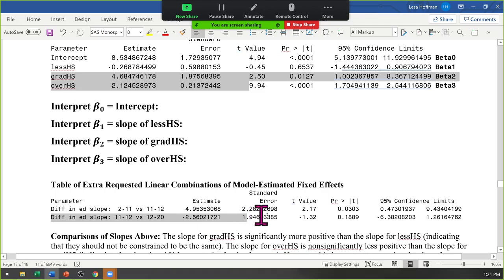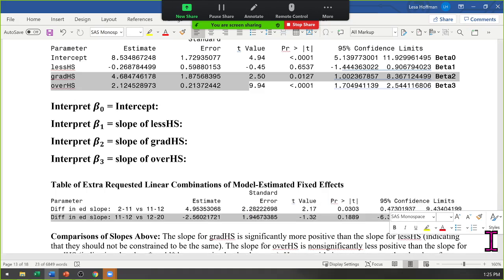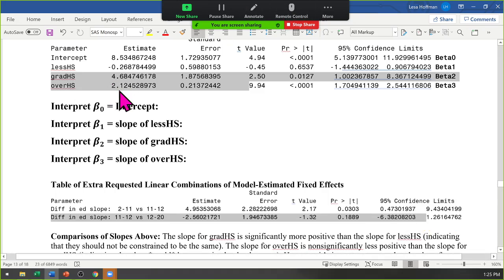Oh, and lo and behold, reviewer 3 may have a point. I hate it when that happens. Even though the first slope is 4.7 and the second slope is 2.1, the p-value down here is telling me those are not significantly different from each other. They are each significantly positive, but they are not different. So in theory, I could have put them together and drawn 1 line that goes from 11 all the way up to 20.